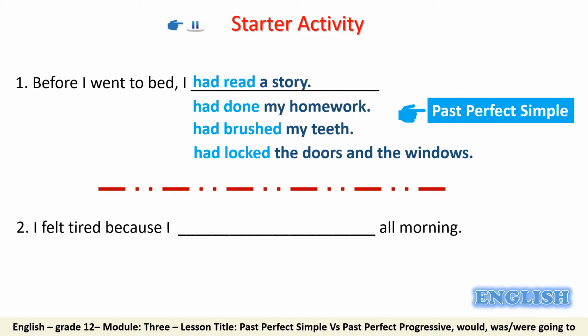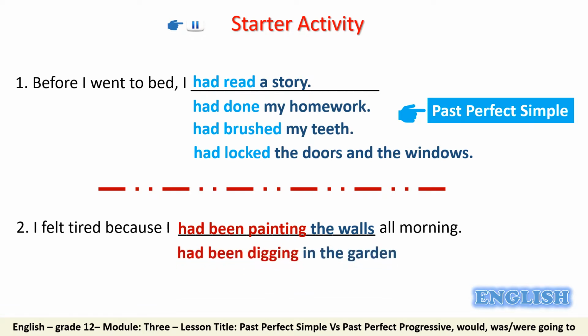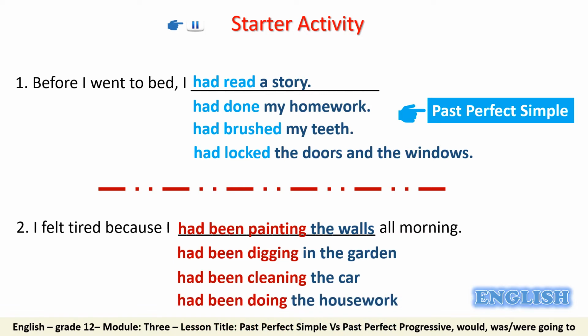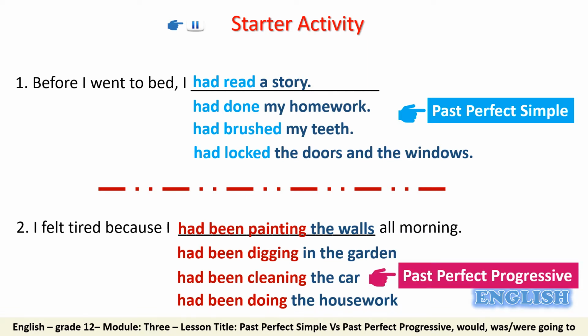We move to sentence number 2. I felt tired because you can say had been painting the walls all morning, or had been digging in the garden all morning, or had been cleaning the car all morning. Also, you can say had been doing the housework all morning, or any reasonable answer that contains the past perfect progressive.